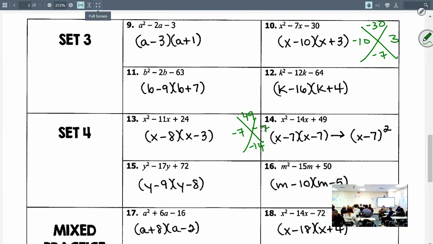So since the top number is positive, they both have to either be negative or both have to be positive. If it adds to negative 14, this is what it has to be. And you can write it like this because they happen to be the same exact set of parentheses. Questions, comments, concerns?